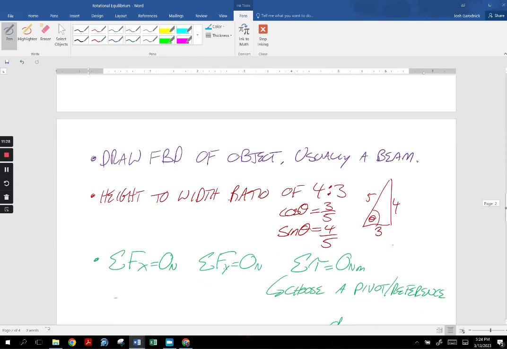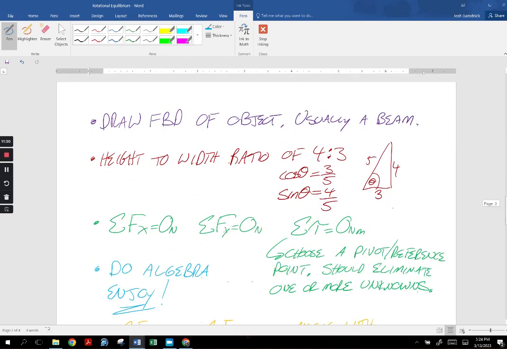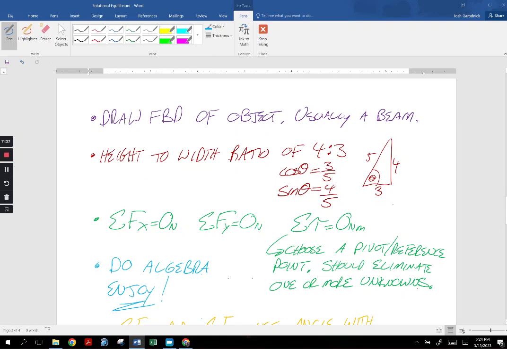All right. When you're doing these problems, you want to draw an FBD of the object. It's usually a beam at the moment. For these rotational equilibrium problems, you can expect a beam of some kind. Problems in the future will give height to width ratios of, say, 4:3. Just realize that that means cosine is 3/5, sine is 4/5. Your goal mathematically is to do the sum of the forces in the x and the y add up to 0, but also the sum of the torques is 0.